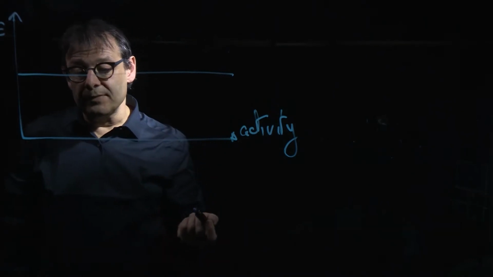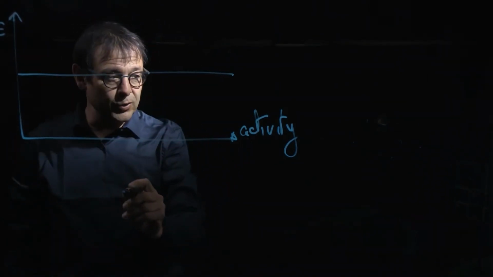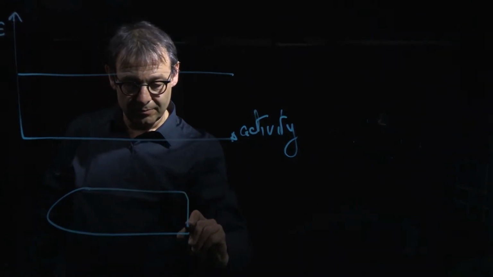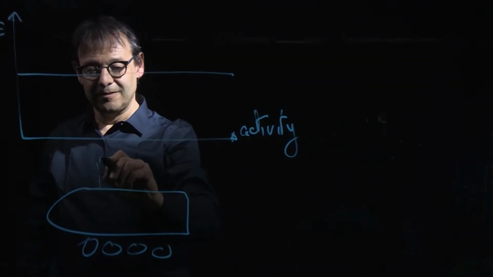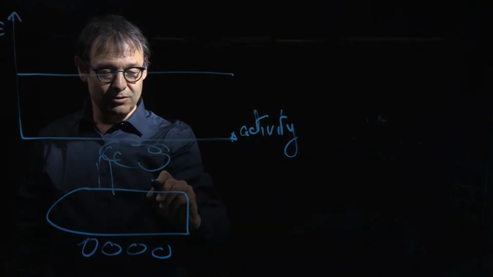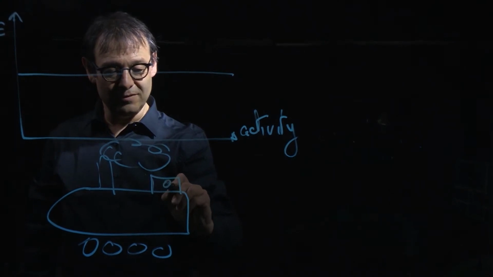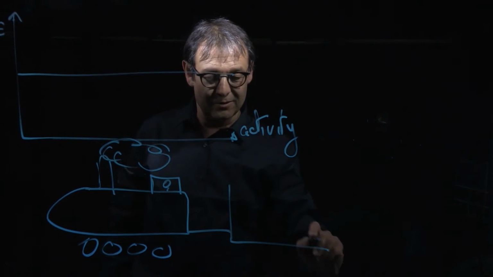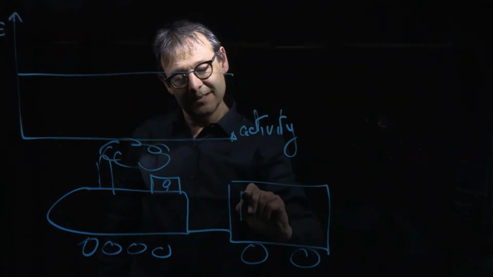And so I'm going to take an example. Let's take the following example. So it's supposed to be a locomotive. There's a driver there. And then you get a wagon like this.